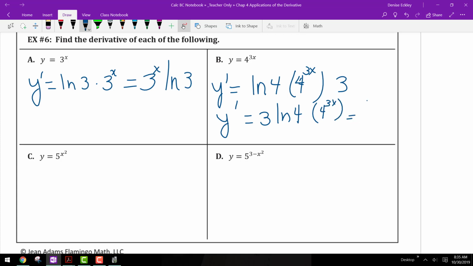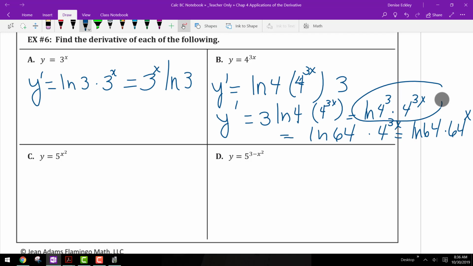And if you want to be real fancy, you can write this as ln of 4 to the third times 4 to the 3x. So you really have ln of 64, and then you have times 4 to the 3x, which would be ln of 64 times 64 to the x. But you don't have to. You're fine right here, but just to show you in case it's a multiple choice question and you're wondering how your answer got all screwed up, that would be how.